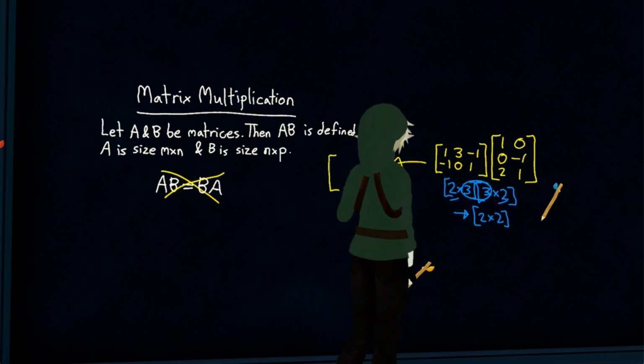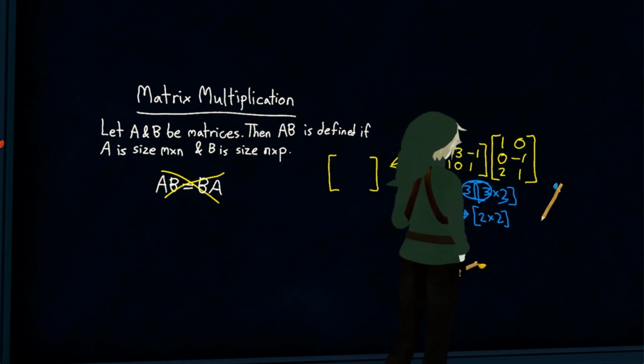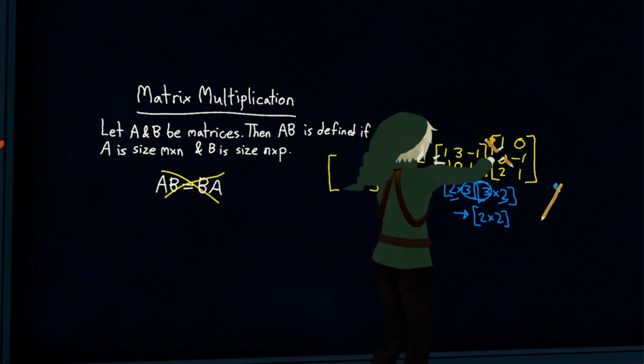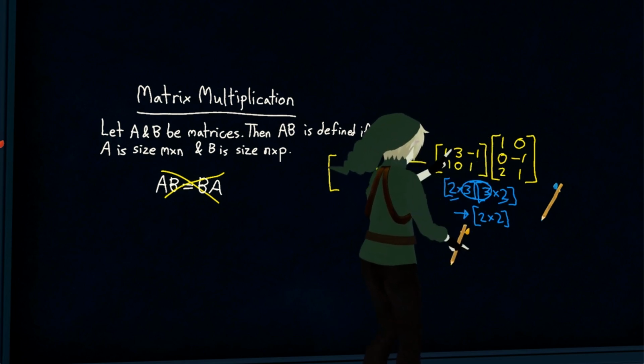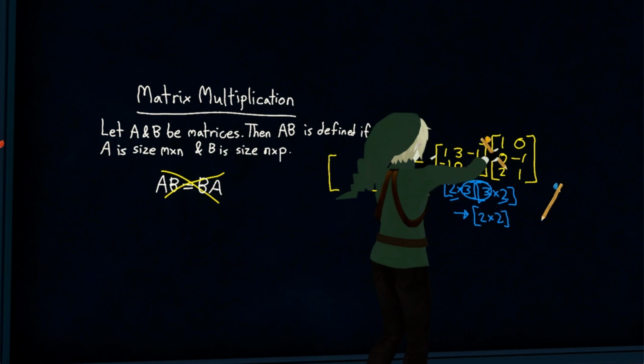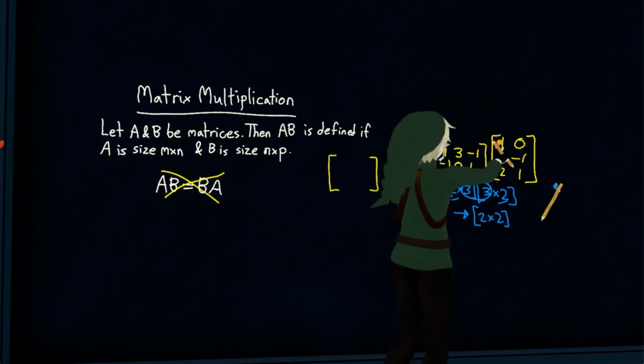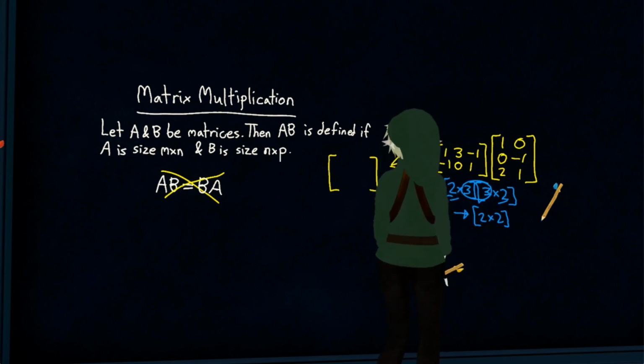So here's how we do it. Watch very carefully. My fingers, hopefully you can see my finger here. So here, 1 times 1 is 1, plus 0 times 3, that's 0, plus 2 times -1, it's -2. So 1 plus 0 plus -2, that's -1.